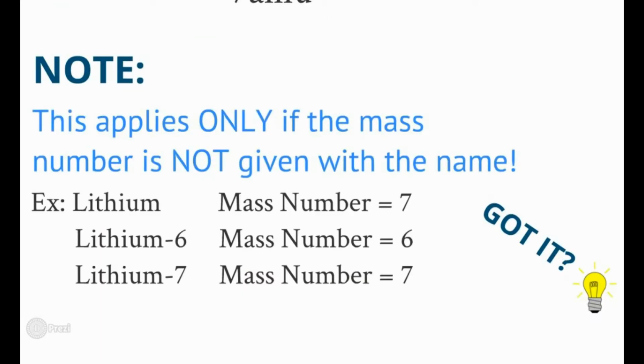So now I'll get to my more specific example. When to do what? This only applies if the mass number is not given with the name. For example, if I say lithium, you look on your periodic table, find its mass number, and round it to a whole, which would be 7. If I said lithium-6, though, the mass number is 6. If I said lithium-7, it's 7. You're going to get questions like this all the time, so you do need to know when to use what mass number for what. If there is not one there, you look on your periodic table.